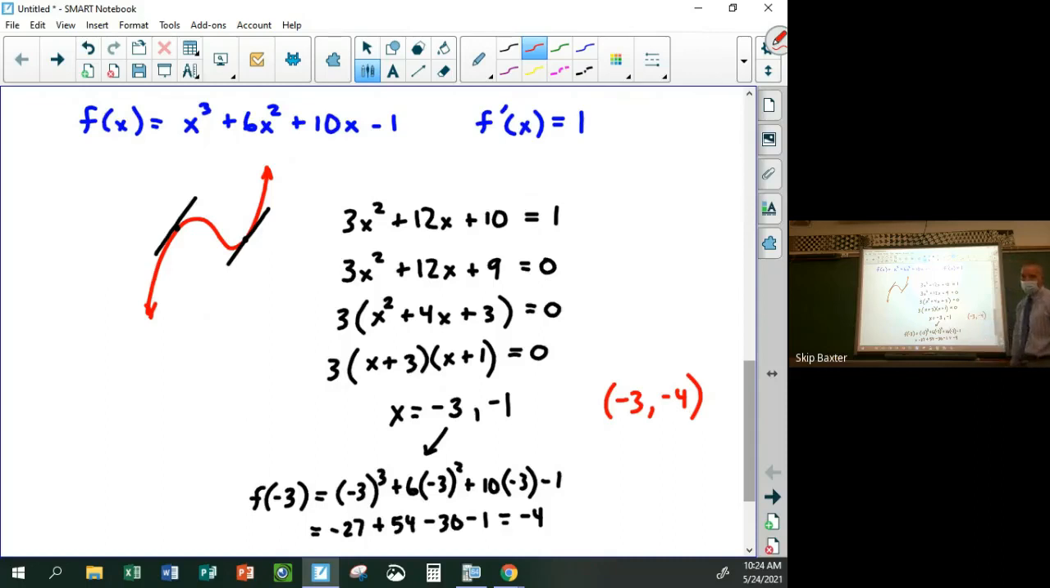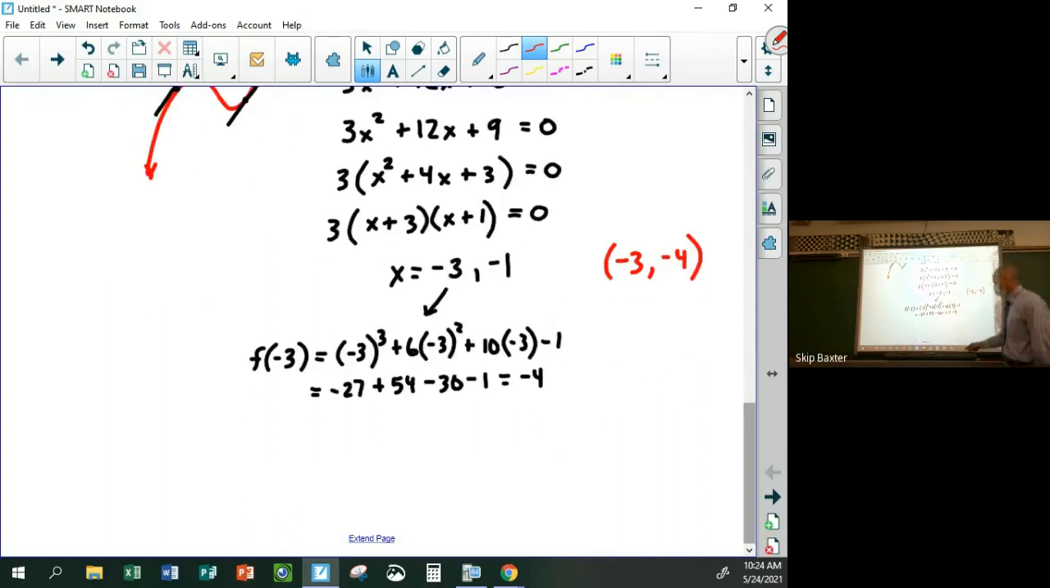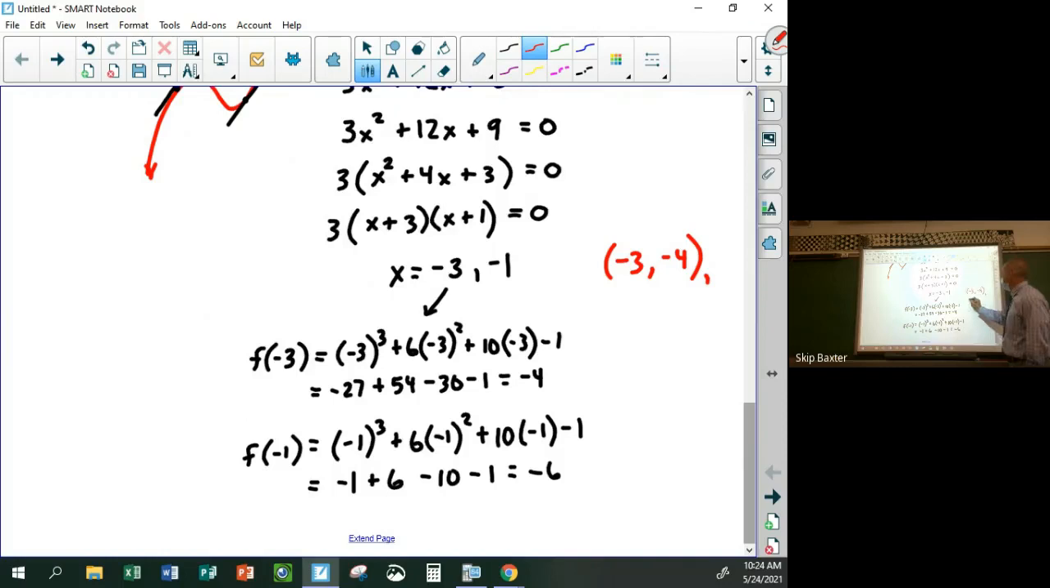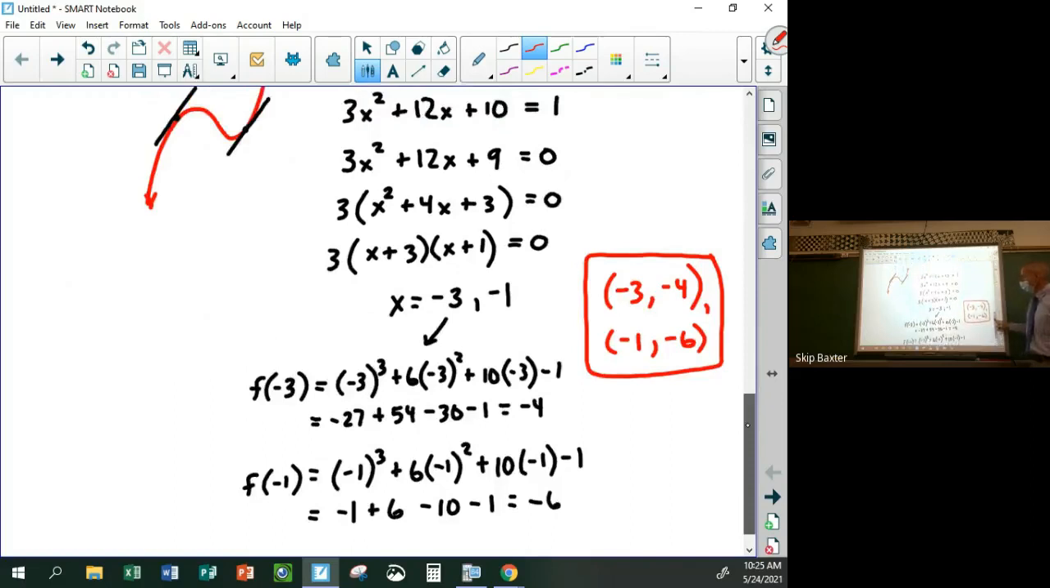Now you've got to find the other y coordinate. So f of -1 is -1 cubed plus 6 times -1 squared plus 10 times -1 minus 1. That's -1 plus 6 minus 10 minus 1. This is 5, minus 10 is -5, -6. So the second solution is -1, -6. That's it. There's two solutions.